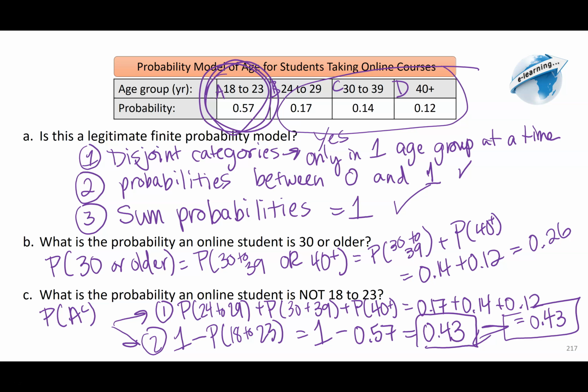Here, when there's only 4 categories, it's not too bad to add 3 numbers. But every once in a while, you'll see there are 20 categories. So you can add 19 categories, or you can just take 1 minus the 1 category. It's a lot easier to do sometimes.